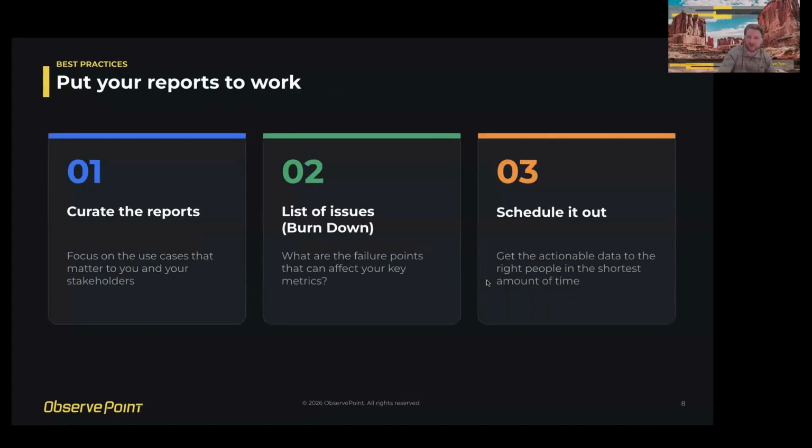Yeah. So let's talk about best practices to put your reporting to work for you, essentially. So first, you curate. Focus on the use cases that actually matter to you and your stakeholders. And second, ask yourself, what are the failure points that would hurt my key metrics? Then create reports to list out those failure points happening on your sites. Think of some of them as a burn down that you work through, not just a one-time cleanup, kind of like what we showed earlier.